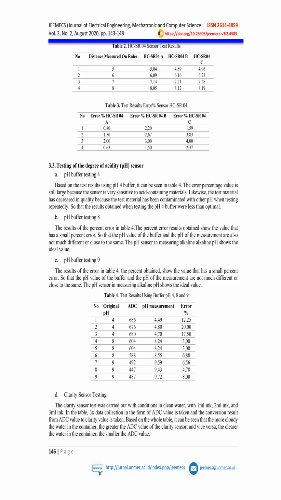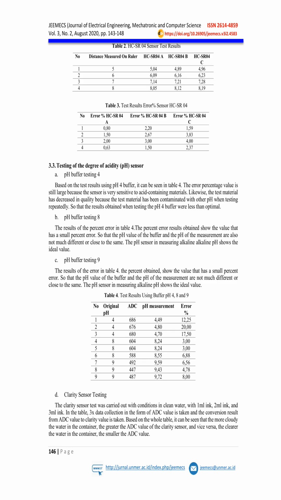Table 3. Test results. Error percent. Sensor HCSR04. No. HCSR04A error percent. HCSR04B error percent. HCSR04C. 1. 0.80, 2.20, 1.59. 2. 1.50, 2.67, 3.83. 3. 2.0, 3.0, 4.0. 4. 0.63, 1.50, 2.37.